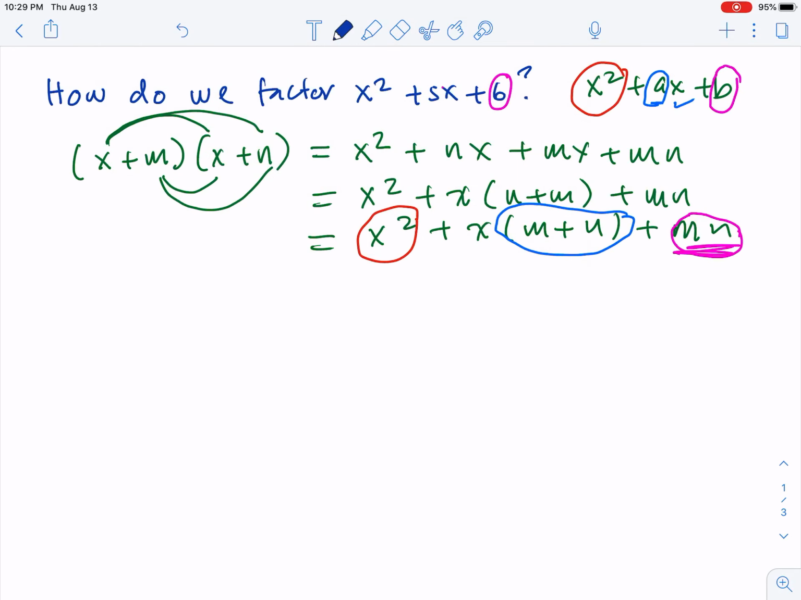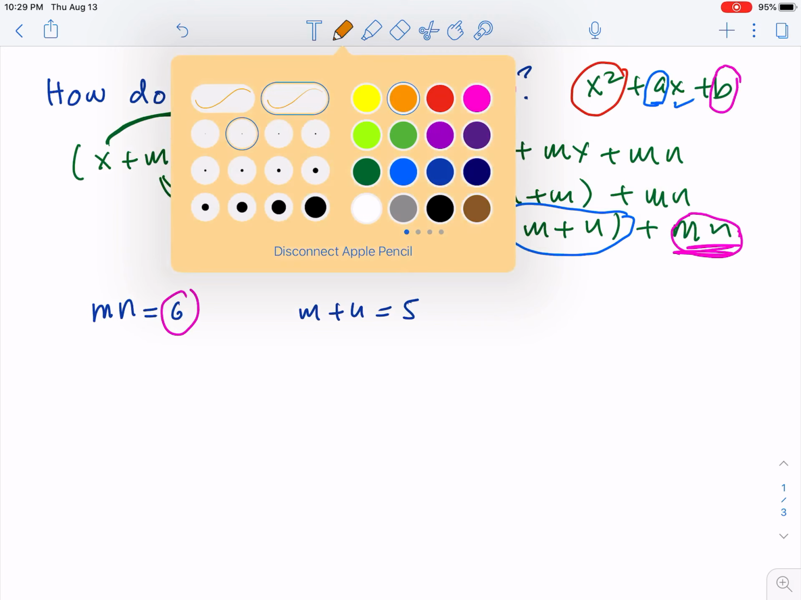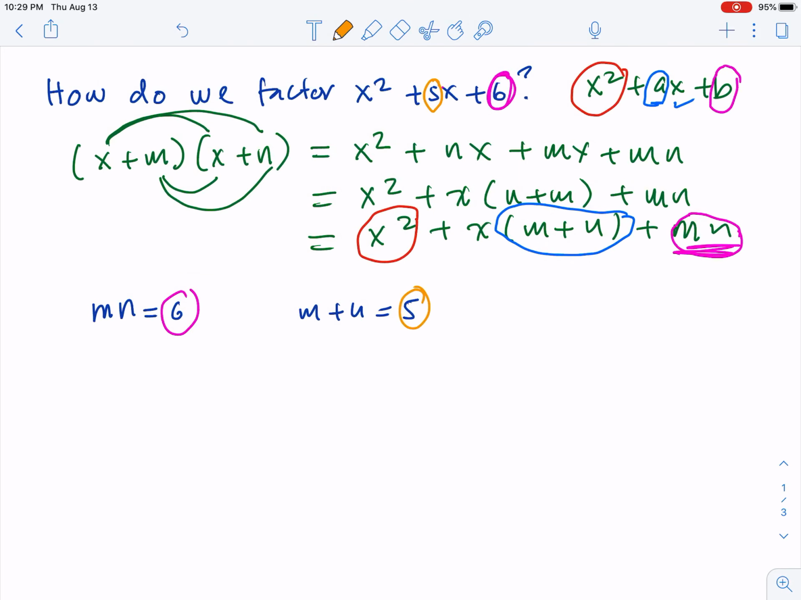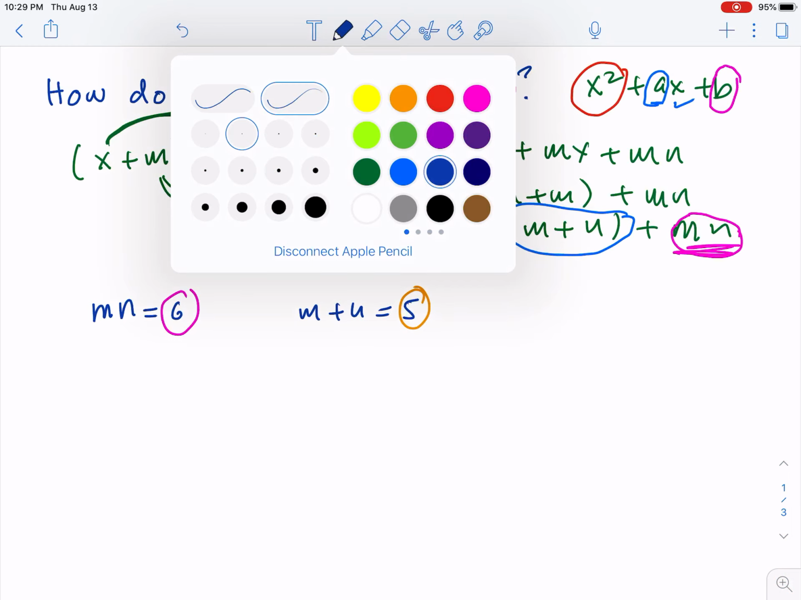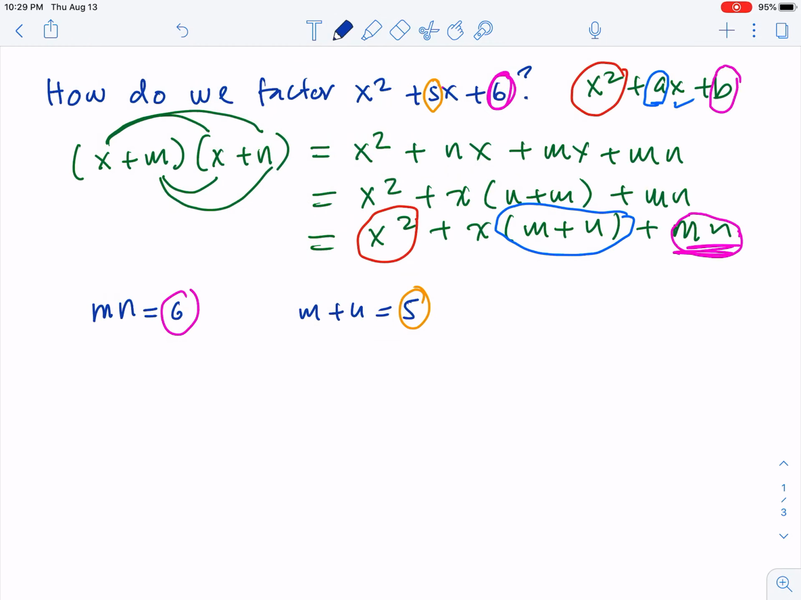Hahanap tayo ng dalawang numbers, M and N, such that the product, mn, ay 6 at yung sum ay 5. Product is 6 and sum is 5. So, ang madaling gawin ay i-factor natin yung 6 kasi makukuha naman natin yung m and n agad. Tsaka konti lang yung factors ng 6, diba?